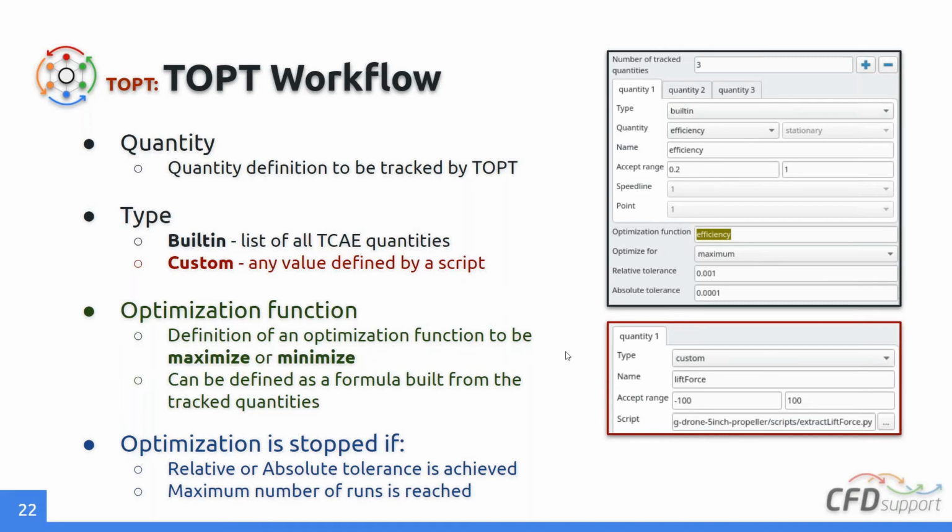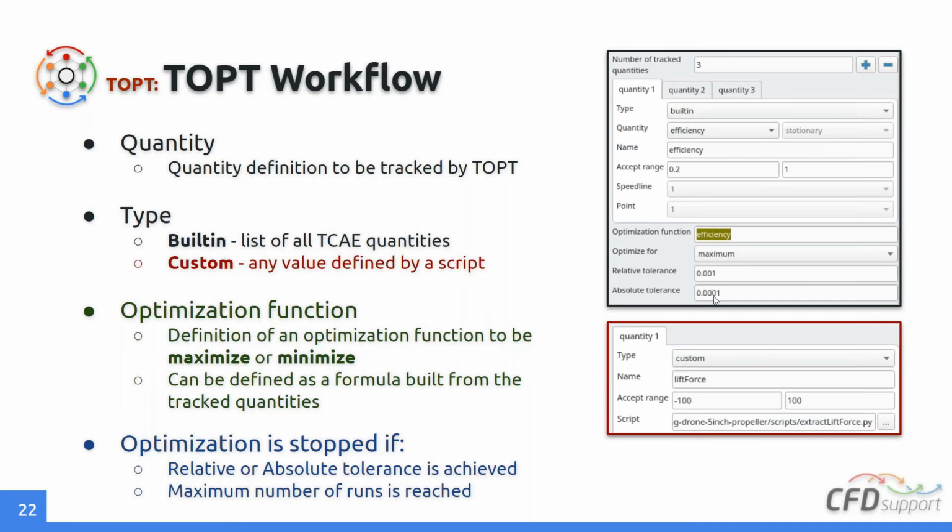The optimization function is then defined. It can be defined from the tracked quantities, and you can also choose if the optimization run will minimize or maximize this function. And additionally, the optimization function can be created from these quantities as a formula. So you can, for example, combine first quantity efficiency minus, I don't know, the pressure drop. It doesn't make any sense, but it's possible. So you can combine and create your own optimization function as a function of other quantities.